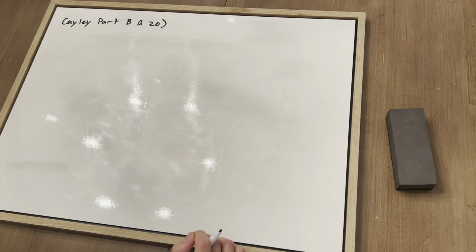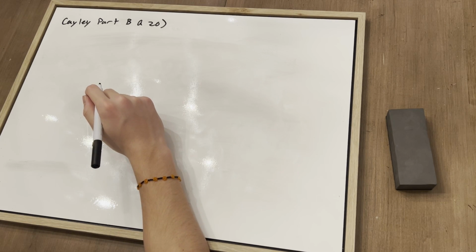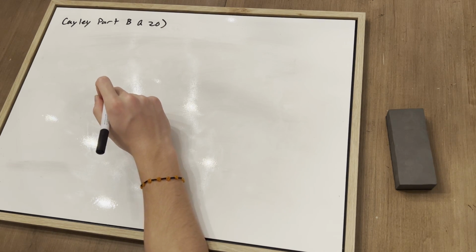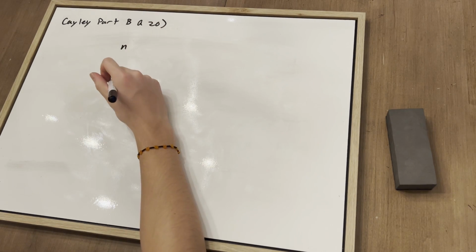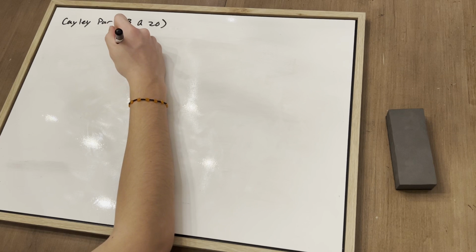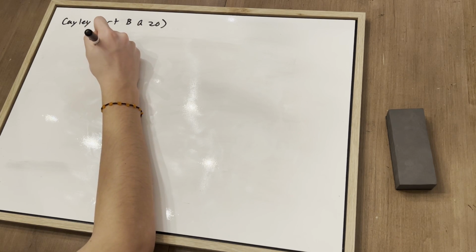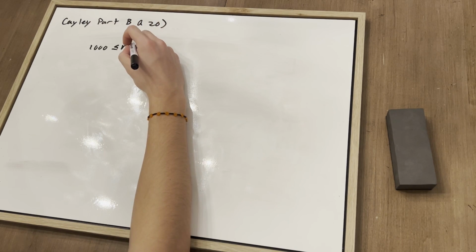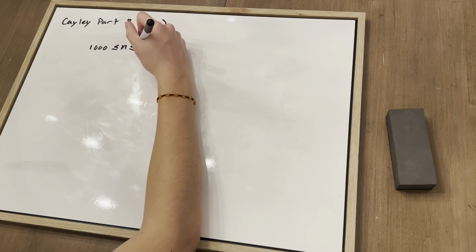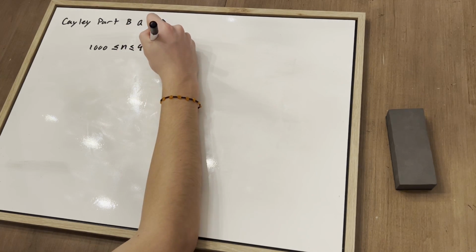The next question we're going to be working on is question 20 from the 2021 Cayley exam. We're given a 4-digit positive integer that is divisible by both 12 and 20, but is not divisible by 16. We're asked how many such positive integers are there? So let's call this integer n. And since we know that it's a 4-digit positive integer, we can set the limits: 1000 is less than or equal to n, and n is less than or equal to 9,999.